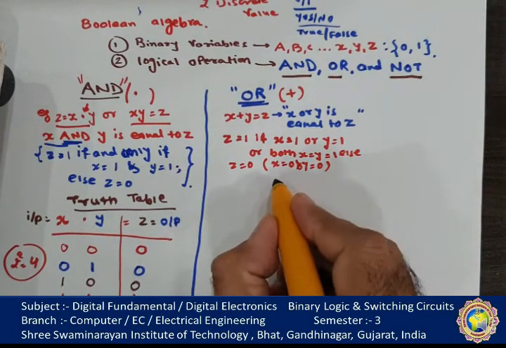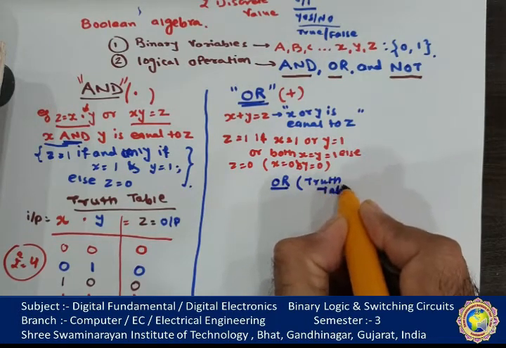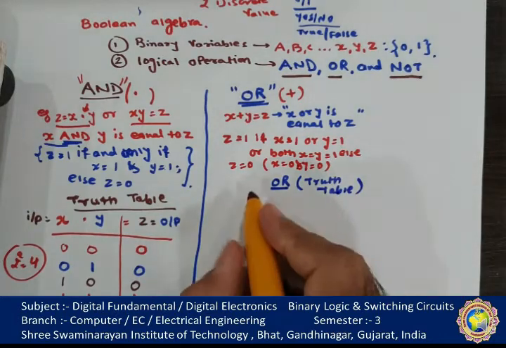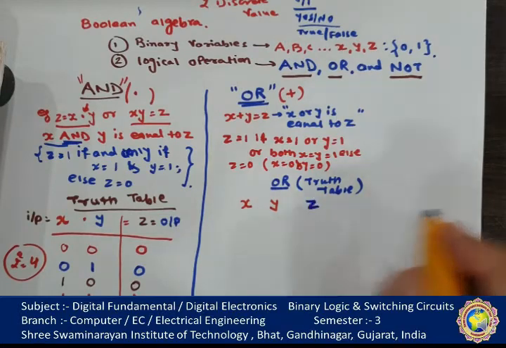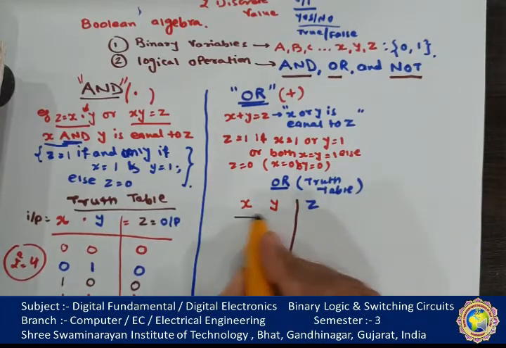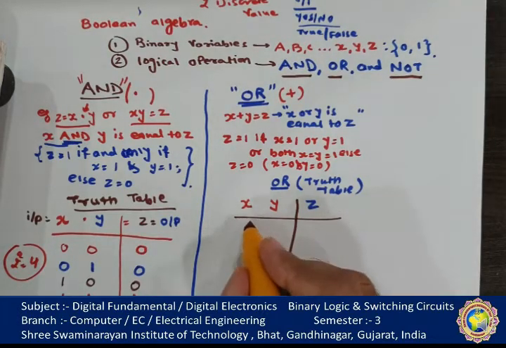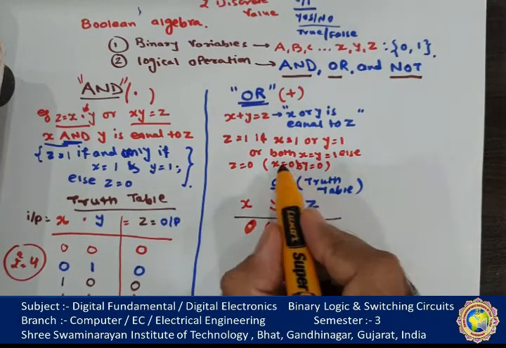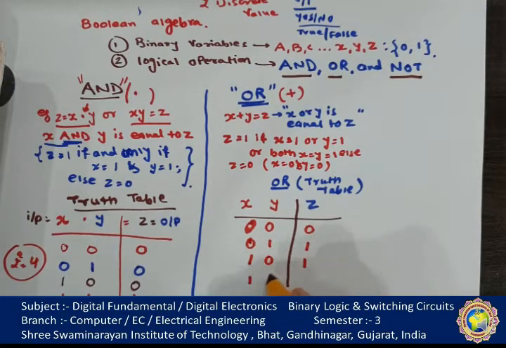So the truth table of this OR gate: again there are two inputs X, Y and one output Z. As per the definition, for all the input combinations, let us start with 0 0, both are 0. So for 0 0, Z is 0. If any one input is 1, the output is 1. If both are 1, obviously the output is 1.